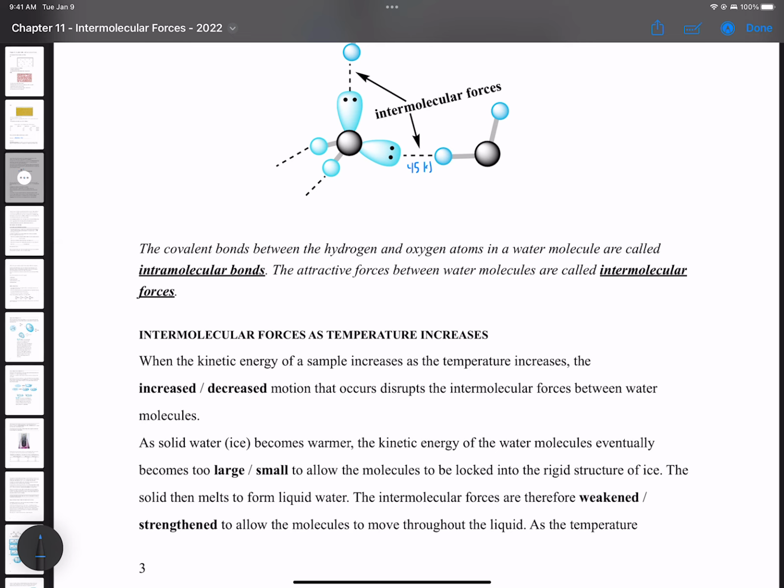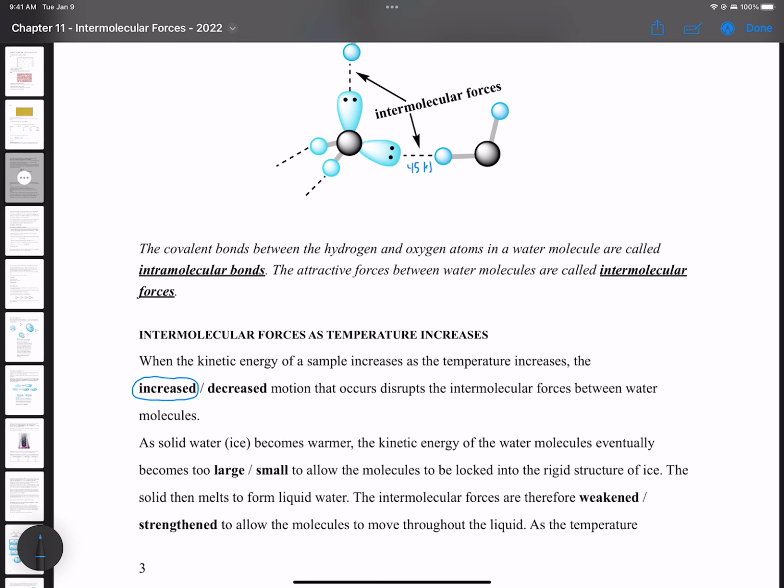So what happens when temperature increases? Let's use water as an example. When the kinetic energy of a sample increases as the temperature increases, remember they're directly proportional, the motion that occurs disrupts the intermolecular forces between water molecules. So remember, our motion increases.